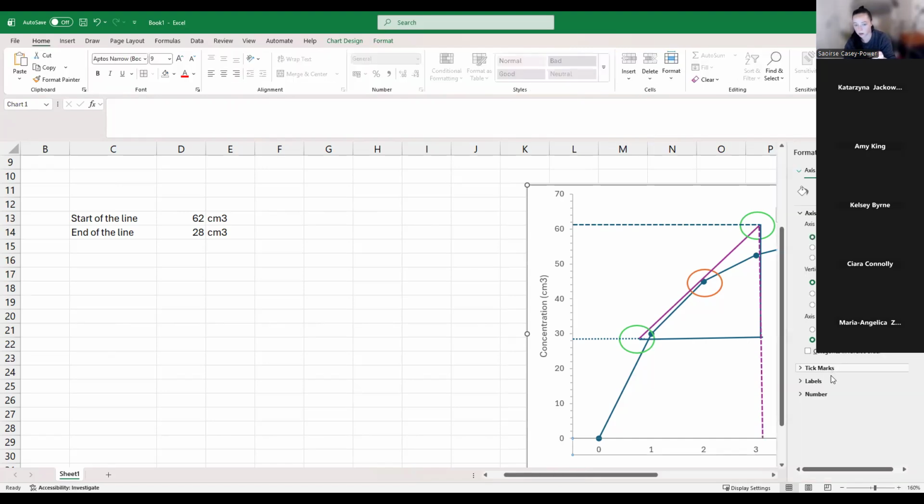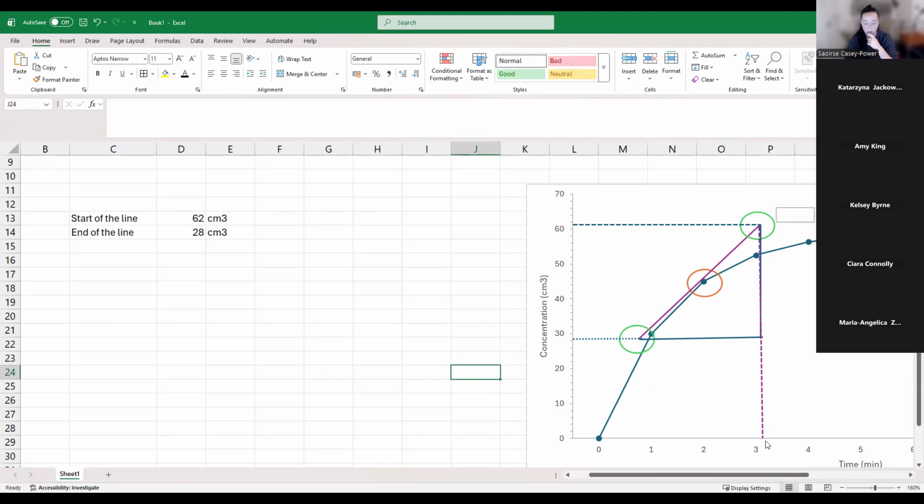So we have our 2 parts. On graph paper it's much easier to do. Roughly, very roughly, we'll say that that point there corresponds to about 62 centimeters cubed. If we drop it down to the other axis, it's about 3.2 minutes. Just extending that line all the way down, it's roughly 3.2 minutes. And then we'll do the exact same for my other side.